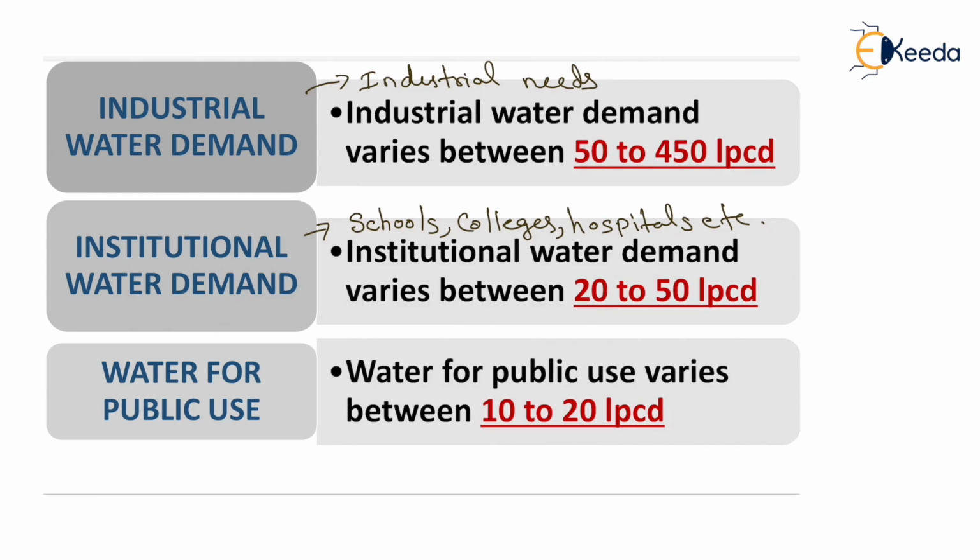Now next will be the water for public use. Generally, water for public use is used for park development, for washing of roads, etc. So the amount of water required for public use will be very low, in the range of 10 to 20 liter per capita per day.